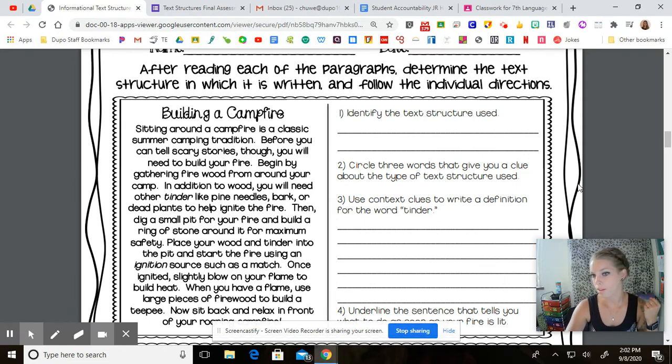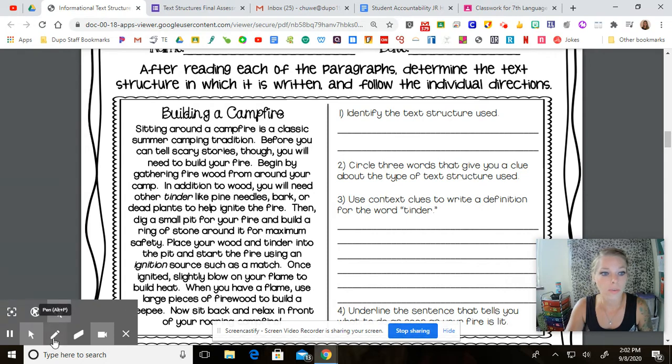I probably would put, and then eat s'mores, because that's like my favorite camping thing to do. Anyway, let's go ahead and get started. What type of text structure do you think we have here? Are we talking about cause and effect? Is there a problem and a solution? Is there something happening in order? Do we have two things we're comparing? What do you think? I think the best answer is going to be sequence.